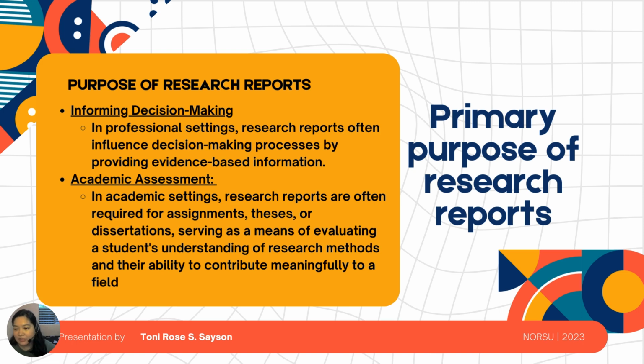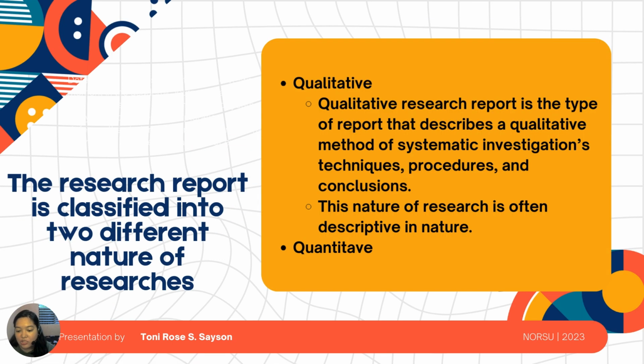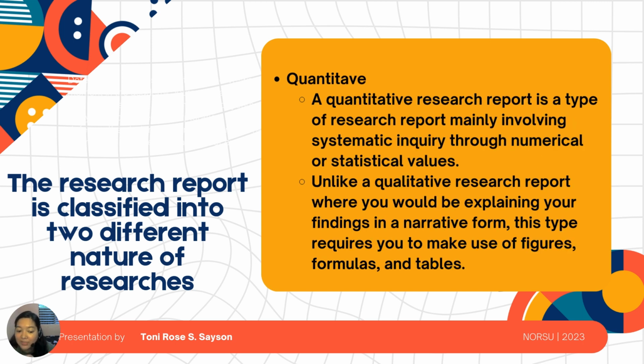Okay, now that is done, we are going to focus on the research report classifications first. So the research report is classified into two different nature. So we have the qualitative and the quantitative. So first, let's discuss the qualitative first. So, qualitative research report is the type of report that describes a qualitative method of systematic investigations, techniques, procedures, and conclusions. And this nature of report is very descriptive in nature, compared to the second one, which is the quantitative.